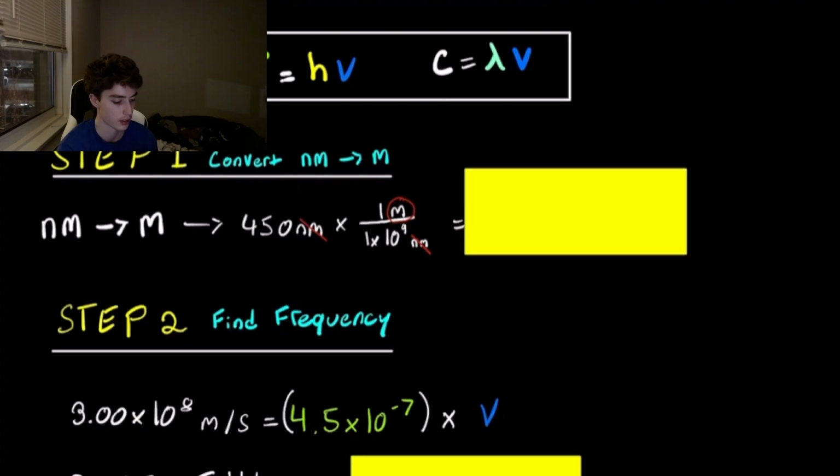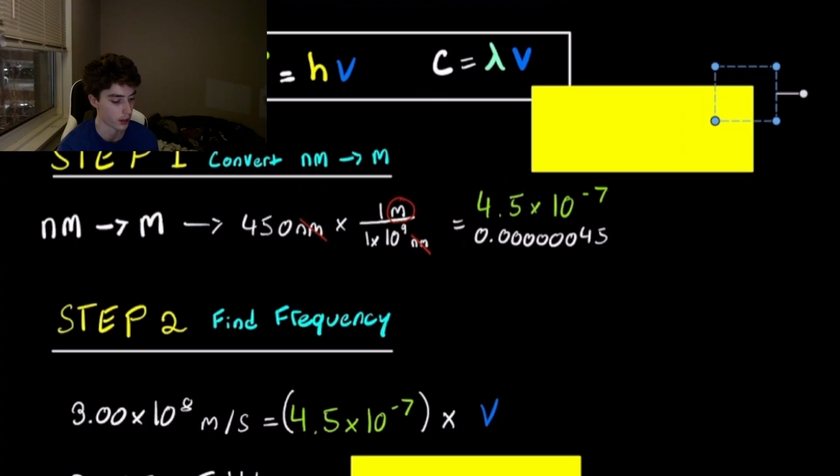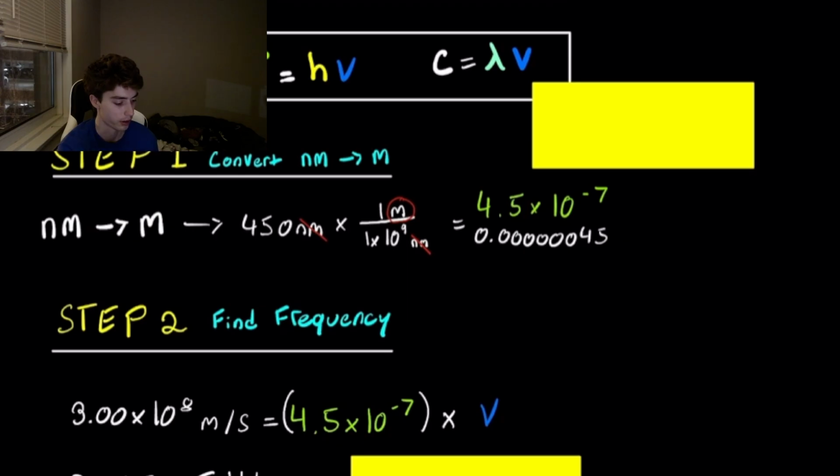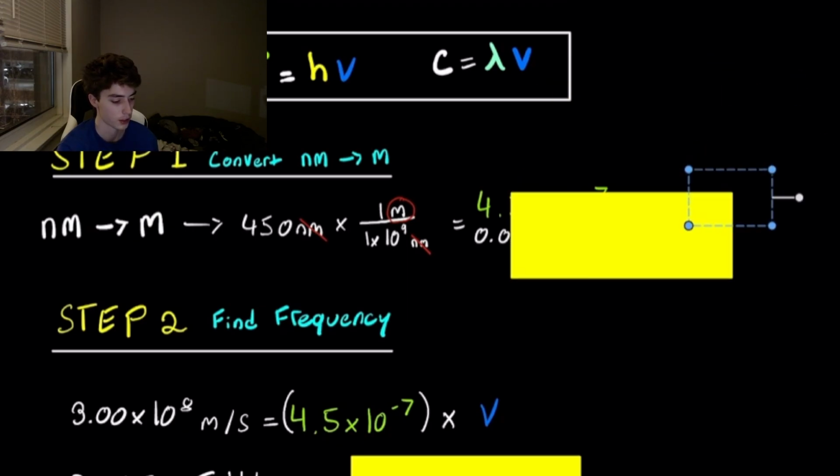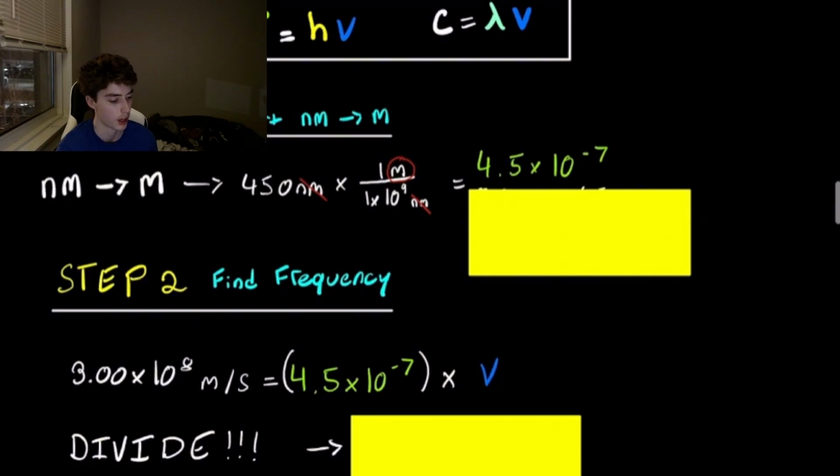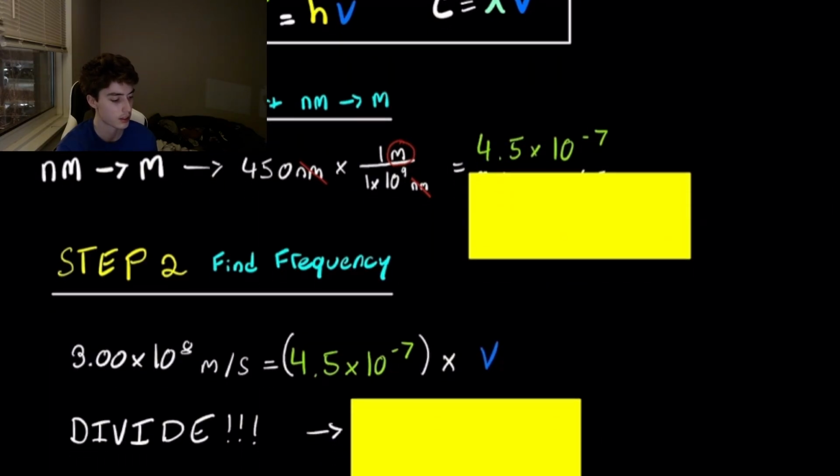It'd be 450 nanometers times 1, so that's just 1. And then we divide by 1 times 10 to the 9th nanometers. Nanometers cancel each other out, so we're left with meters, because that's what we're trying to solve for. If we divide that, our answer is 4.5 times 10 to the negative 7th, or 0.00000045. So that is our wavelength in meters.